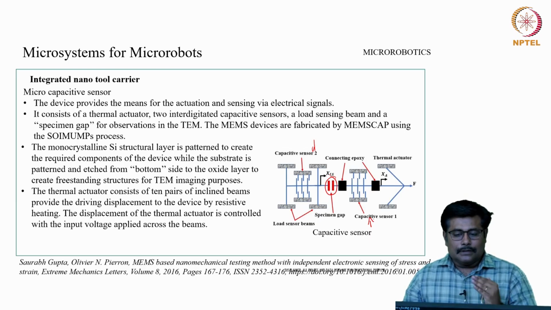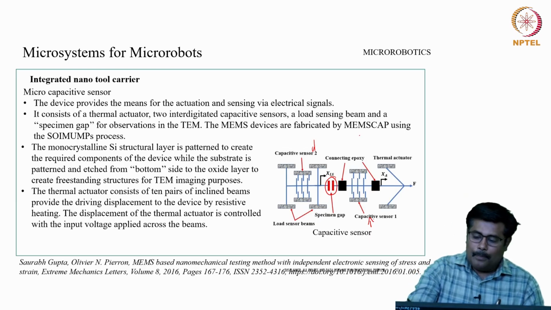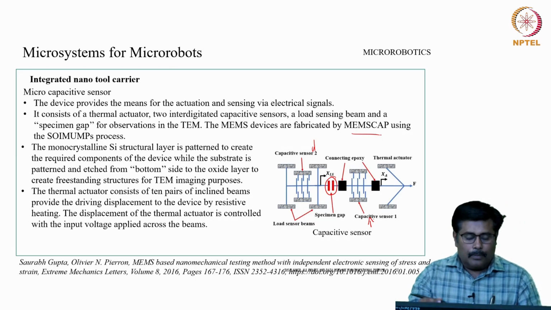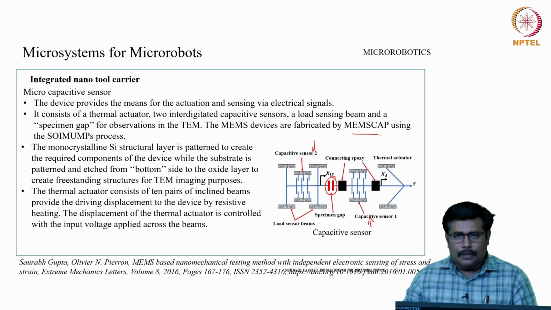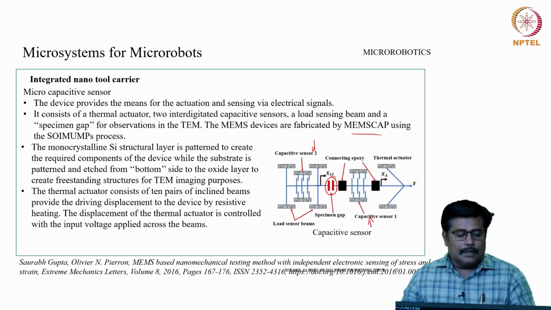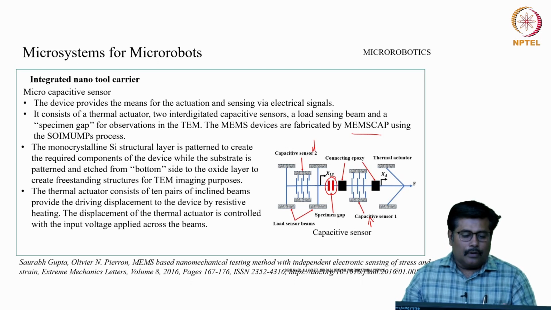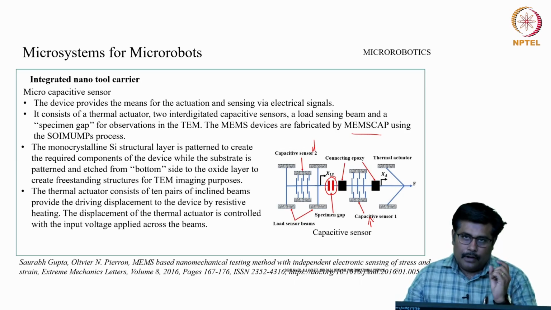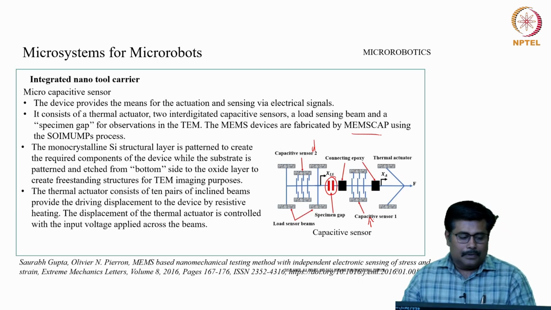The MEMS devices are fabricated by MEMSCAP using the SOIMUMPs process, which is a very specialized process. The monocrystalline silicon structural layer is patterned to create the required components of the device, while the substrate is patterned and etched from the bottom side to the oxide layer to create a freestanding structure for TEM imaging purposes.